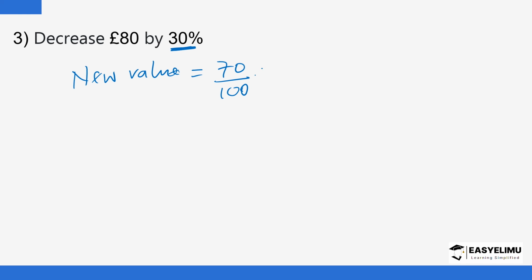So that is 70 over 100, and then you multiply by 80 pounds, and that is going to give us 56 pounds. See, if you decrease a value like 80 by 30%, then it means our new value is going to be 70%. So you reduce 100 by 30 so that we have 70, and that 70 you express over 100 times 80.